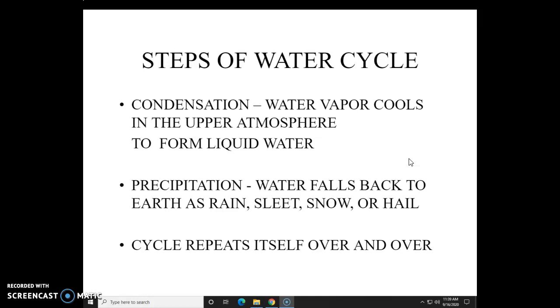Now, on your notes, if you are a virtual learner, I want you to draw the water cycle. And if you are a traditional learner, on the back of your organizer, I have an activity there where you'll use your colored pencils to color in an activity about the water cycle.